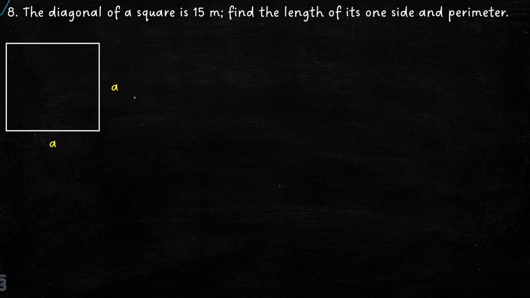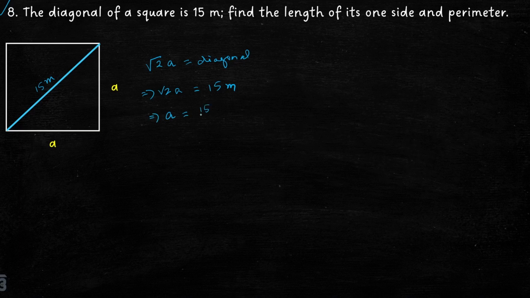Question number 8. The diagonal of a square is 15 meter. Find the length of its one side and perimeter. So this is the square and the diagonal is 15 meter. Diagonal D is 15 meter. So what is the diagonal? Diagonal is root over 2a is equal to diagonal. So therefore root over 2a is equal to, diagonal is given 15 meter. Therefore a is equal to 15 divided by root over 2 meters.